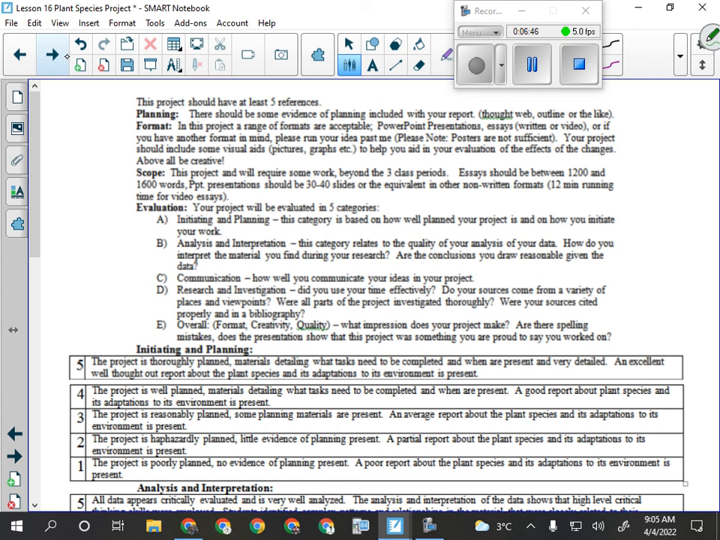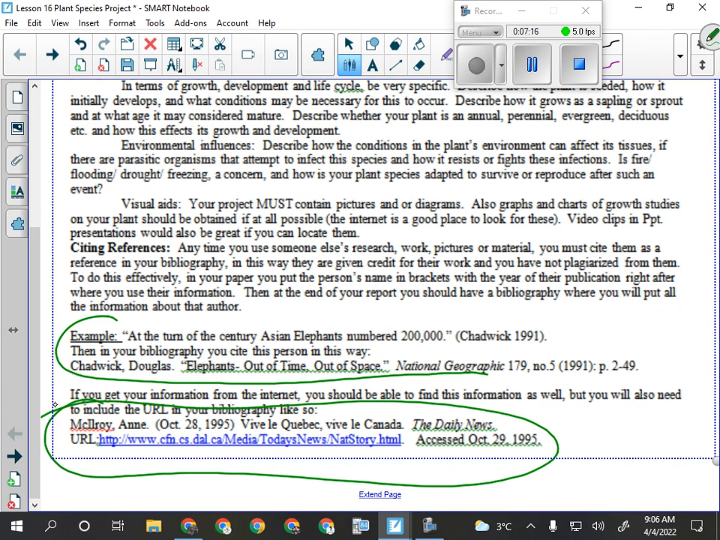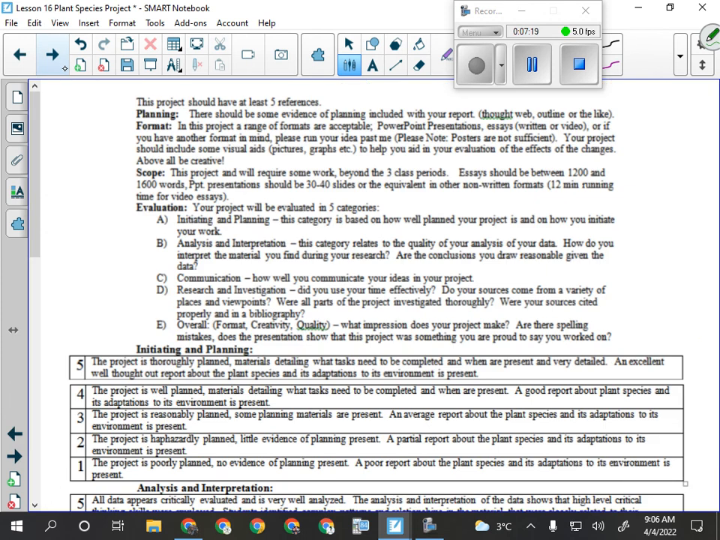So same 5 areas that you were marked on in your toxin project: your planning, your analysis, your communication, your research, and overall. So 5 marks for those things we talked about for planning, timeline, and thought web or outline. This is what you tell me about the plant. Communication is how well you put your ideas together. Does it flow, right? Things like that. Can I read it and it sounds like a 15, 16-year-old wrote it? Research and investigation, making sure everything is in this format. And overall is just, when I read it, does it make sense?